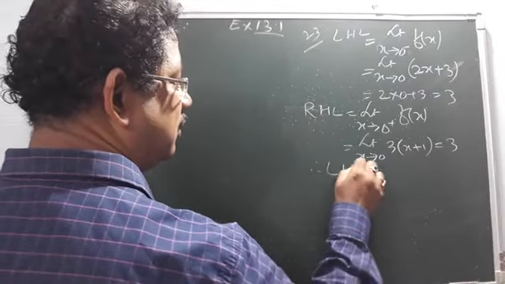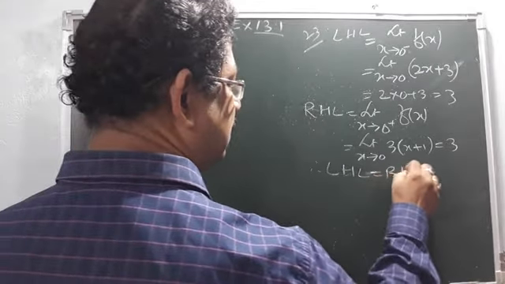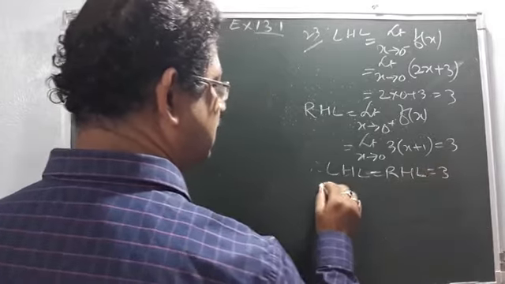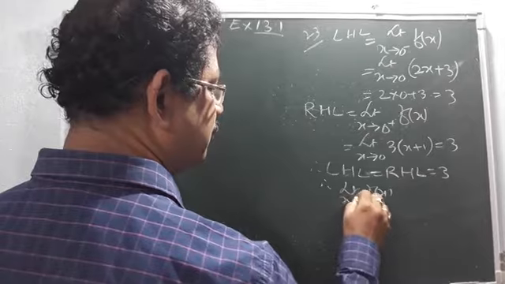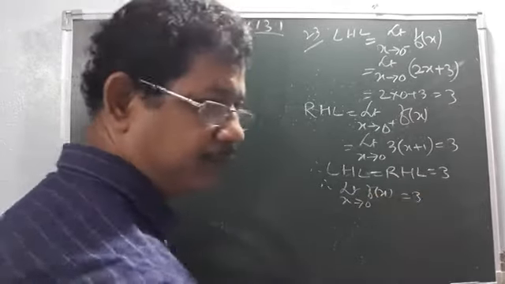Therefore LHL is equal to RHL is equal to 3. Therefore limit f(x) as x tends to 0 will definitely be 3.